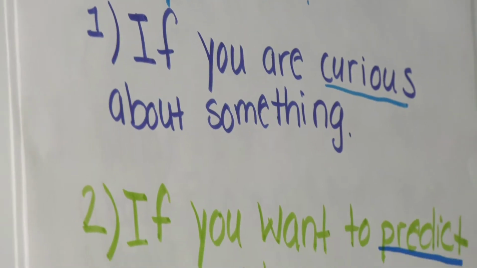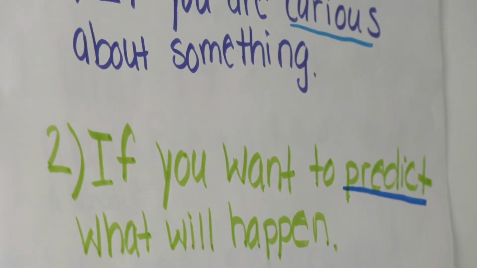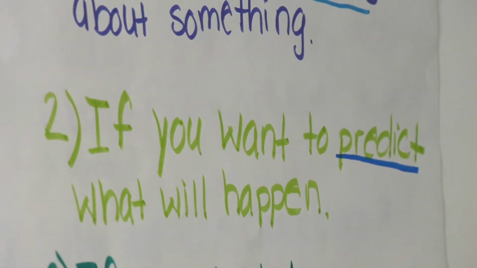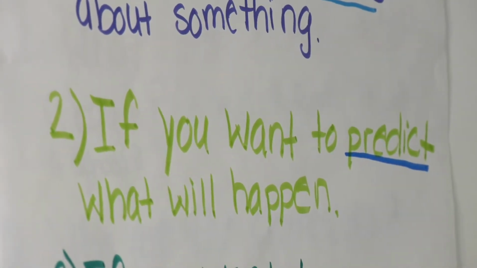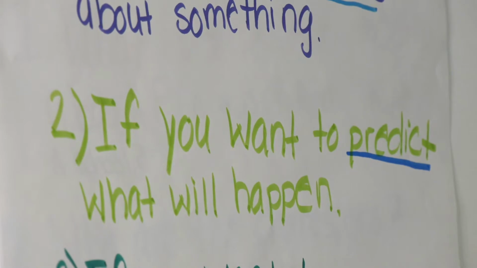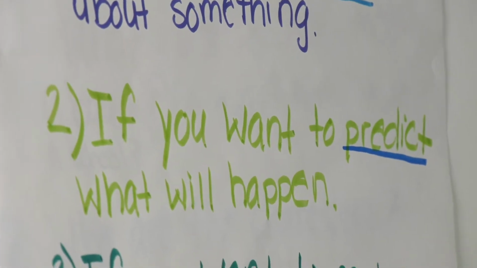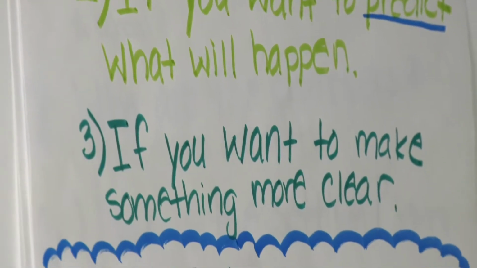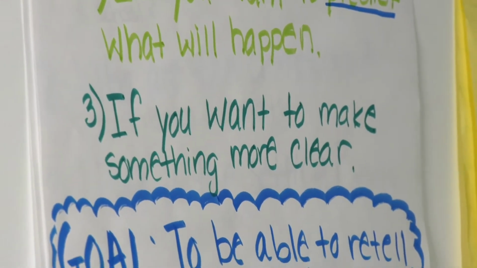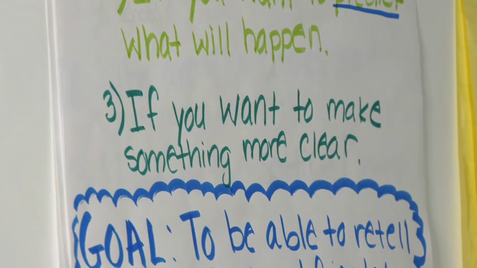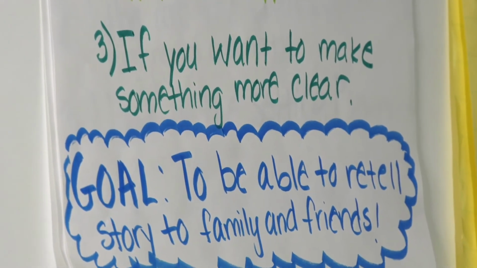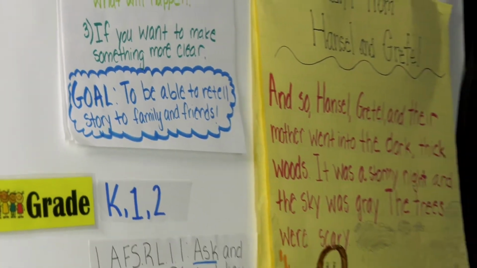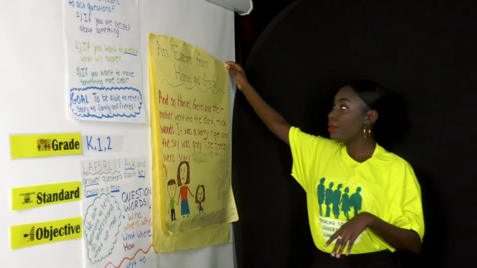Number 2, if you want to predict what will happen. What is predict? Predict is kind of trying to tell the future. Okay, thinking about what's going to happen next based on the clues that you already know. Number 3, if you want to make something more clear. Okay, the goal is to be able to retell the story to our family and to our friends in our own words. Now, today I'm going to read you a short story.